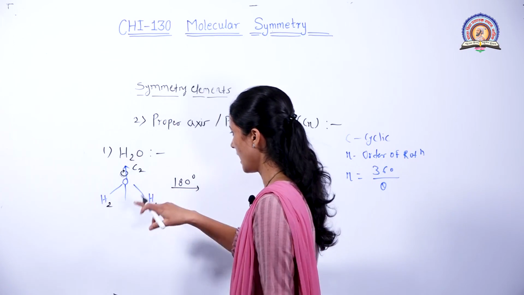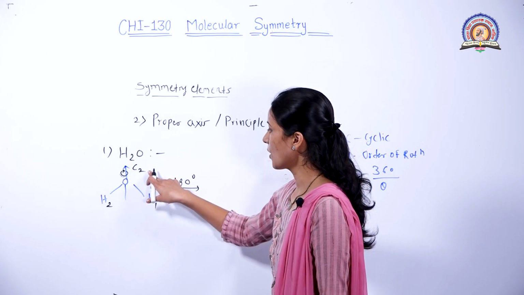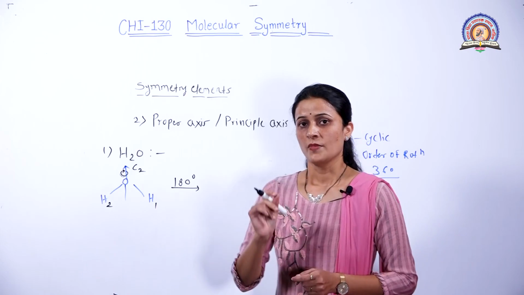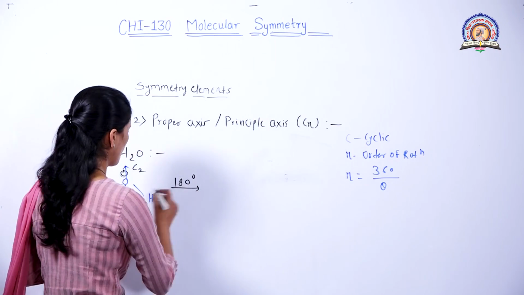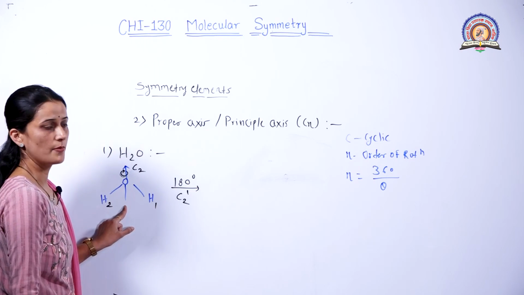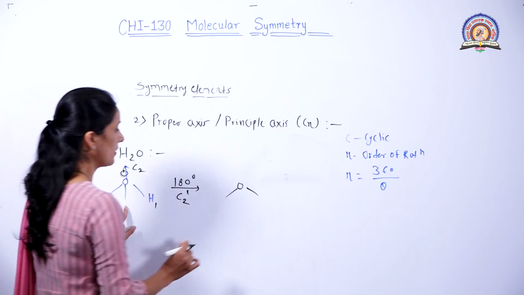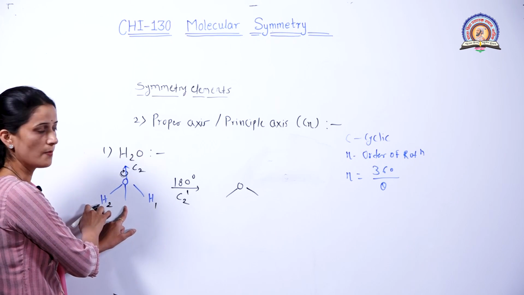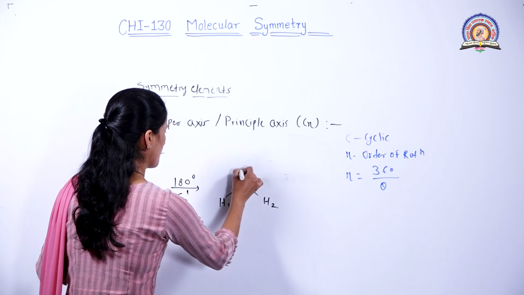I repeat, this is the C2, which is the principal axis or proper axis for this water molecule, because this water molecule has two rotations. After a 180 degree rotation, this is nothing but the first C2 rotation, that is C2-1, where H1 and H2 change positions. So H1 is here and H2 is here.